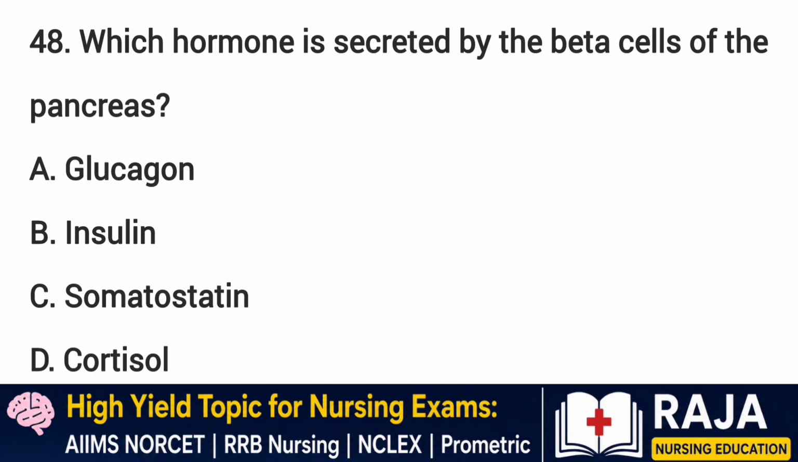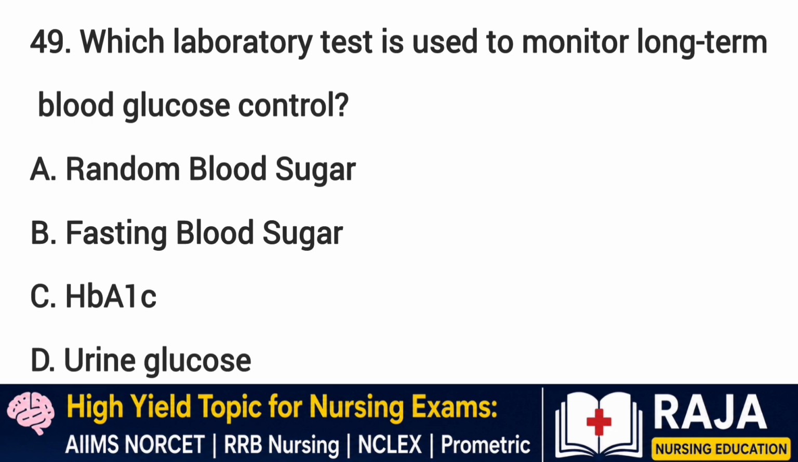Which hormone is secreted by the beta cells of the pancreas? The option is B. Insulin is secreted by beta cells of the pancreas. Which laboratory test is used to monitor long-term blood glucose control? The option is C. HbA1c.